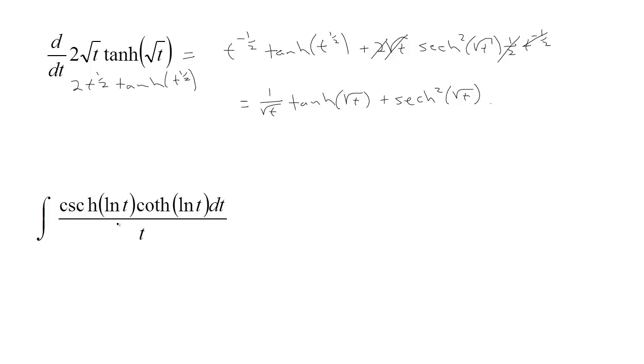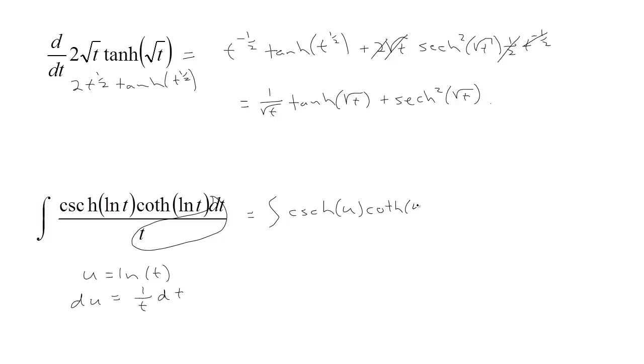If we need to go backwards, here's one that could use a substitution. If I let u be the natural log of t, so I'm doing an antiderivative here, du would be the derivative, dt over t, and I happen to have dt over t right there in the problem, so the problem becomes the antiderivative of the hyperbolic cosecant of u times the hyperbolic cotangent of u du.